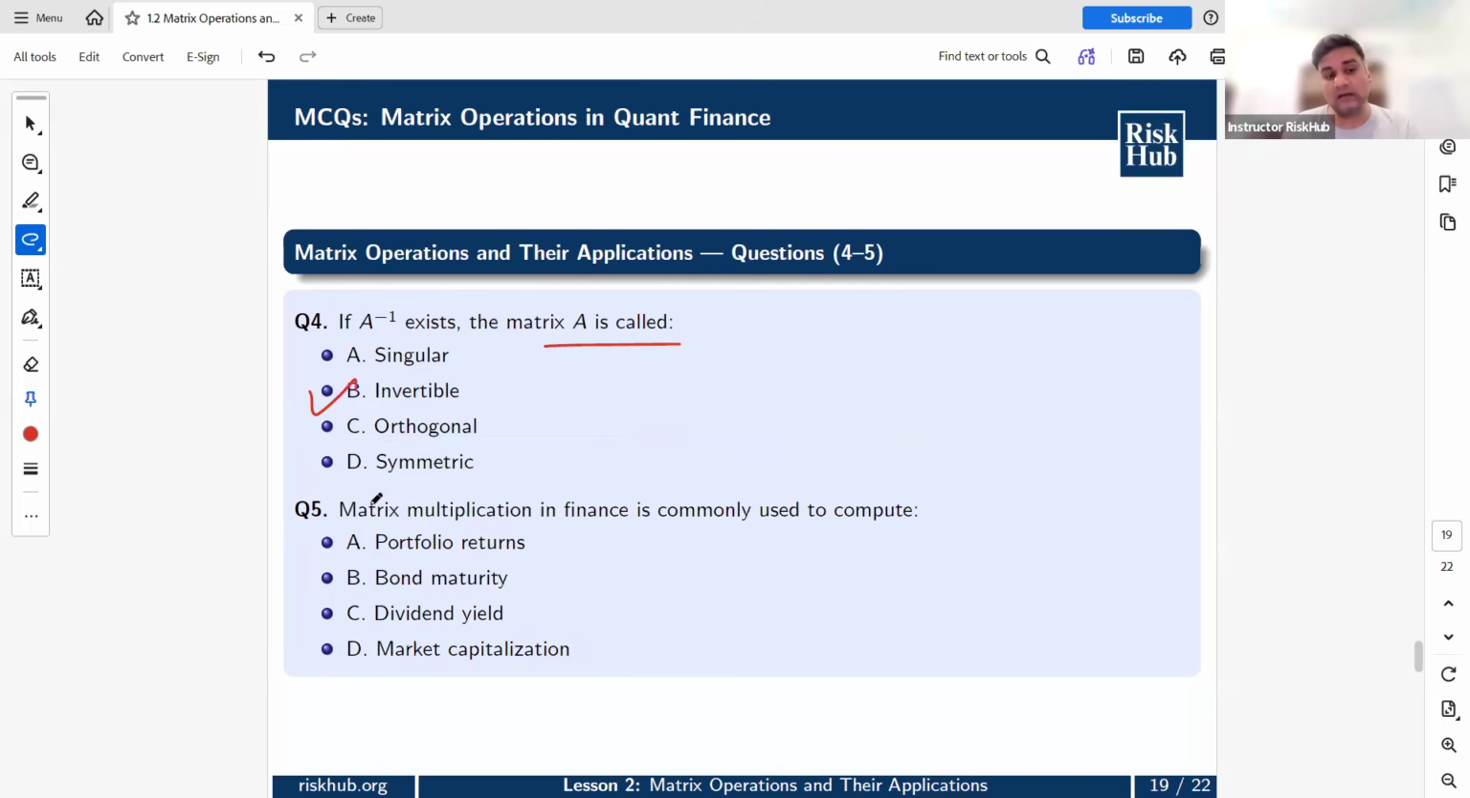It's called invertible. Matrix multiplication in finance is commonly used to compute what? Your portfolio return. Again, very simple, guys. Weight into returns is a matrix multiplication, right? Weight into your return, wi into ri, and then you do the summation. This is not the covariance matrix. This is summation, guys. Right? So that you need to remember very, very clearly.